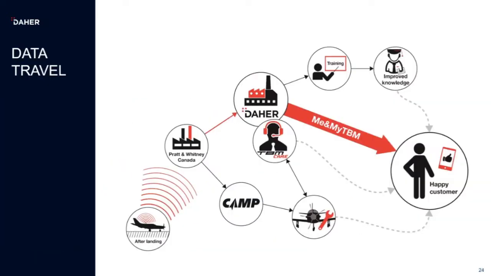Discussing TBM troubleshooting, it is good to review the way data travels from the aircraft to the support teams. After landing, the Fastbox sends the data to Pratt & Whitney, which then processes the data and sends it to DAIR and CAMP. At this point, TBM Care can access the data in case there's a need to analyze the data and pass on troubleshooting to the appropriate service center or the end customer.